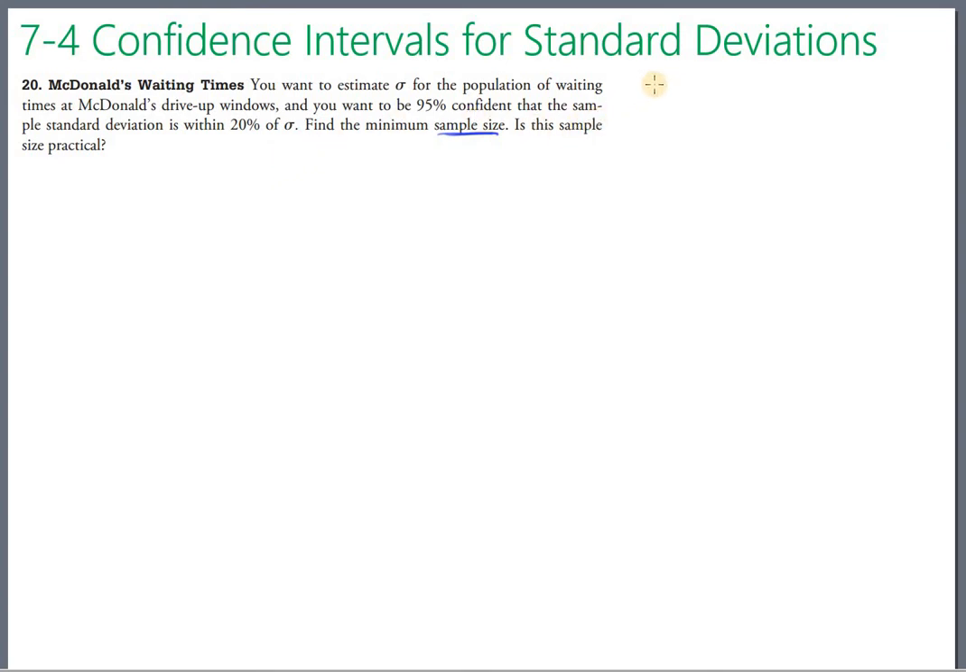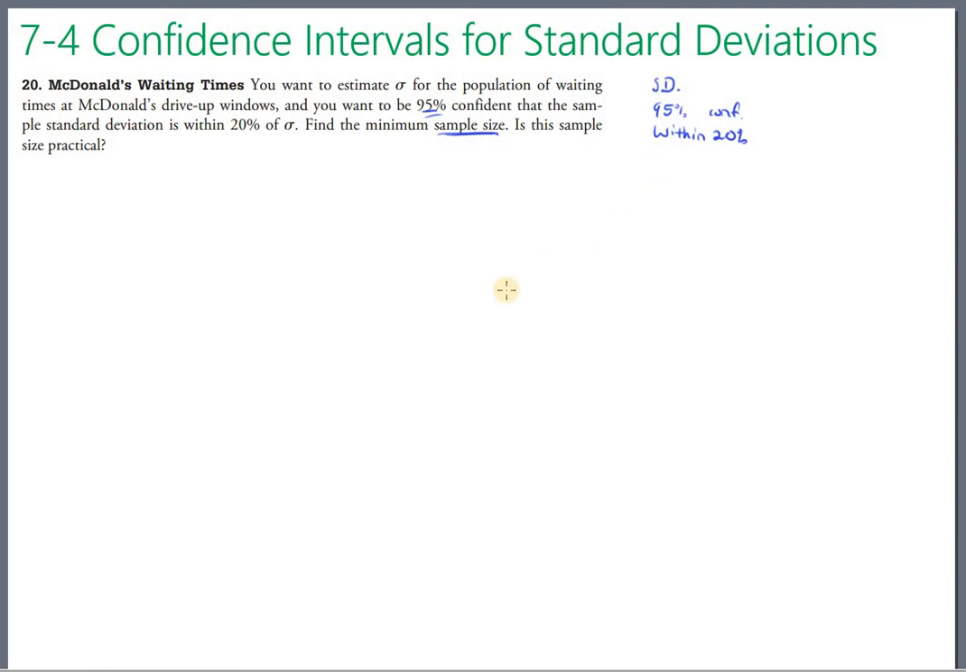So let's jot down the important bits. We're doing standard deviation, not variance, right? There's no squared here. So we're not doing variance this time. The chart does include variance and standard deviation, but we're doing standard deviation. Okay, we want 95% confidence. So 95% confidence that we're within, there's our margin of error, within 20% of the true value.